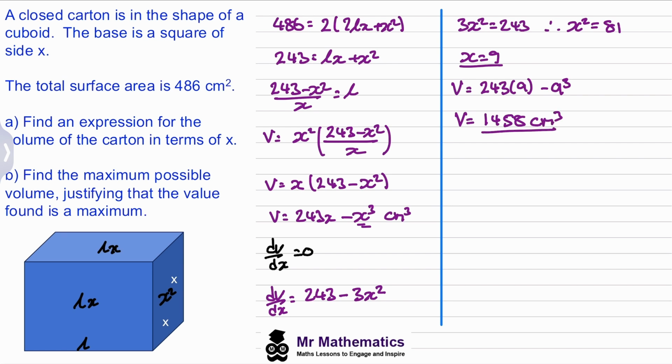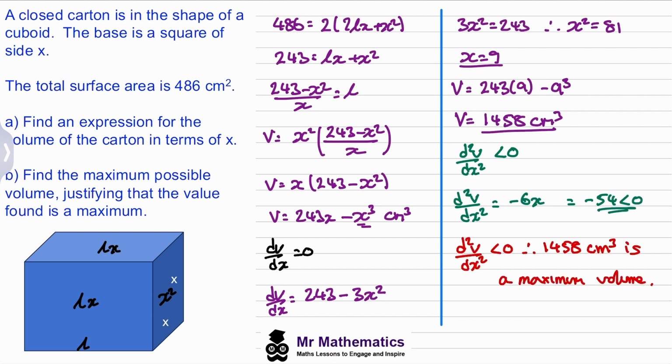Then finally, we can justify this as a maximum by differentiating dV by dx. So d squared V over dx squared, if it is a maximum, should be less than 0. When we differentiate, this constant will go, and this will become negative 6x. We'll substitute in x equals 9, and we get negative 54, which is less than 0. d squared V over dx squared is less than 0, therefore 1,458 centimeters cubed is a maximum volume.